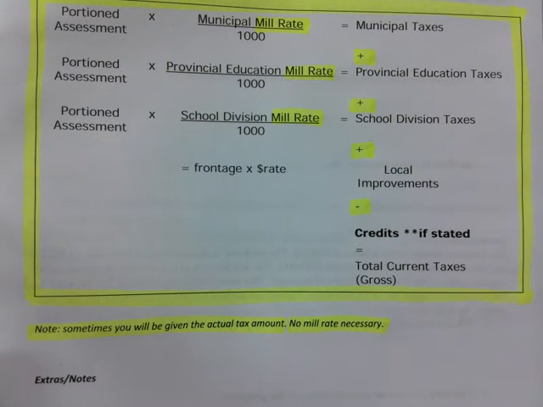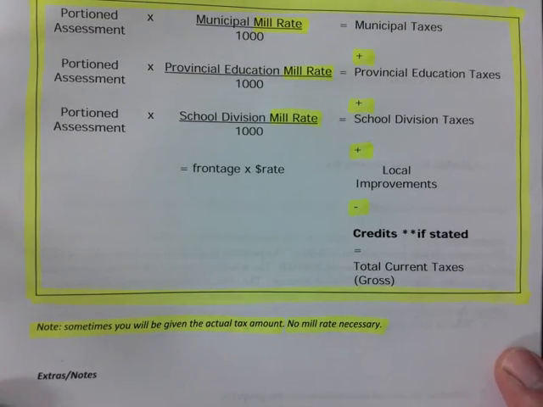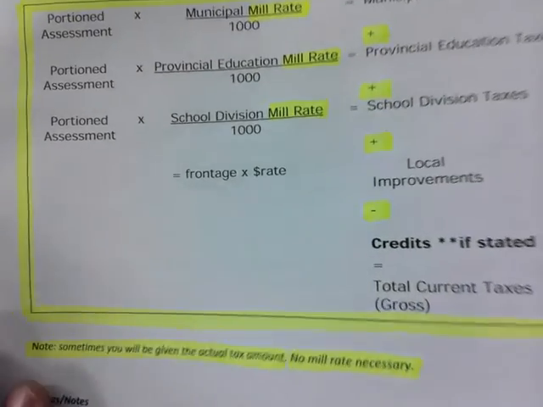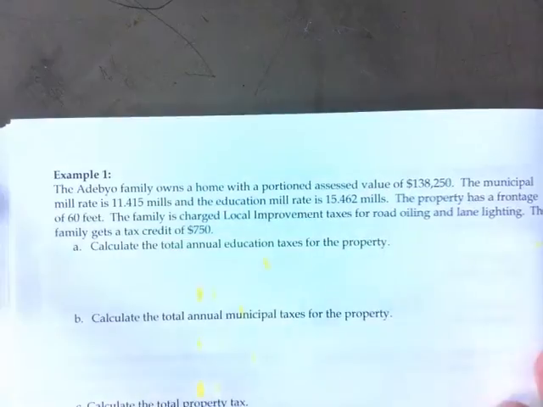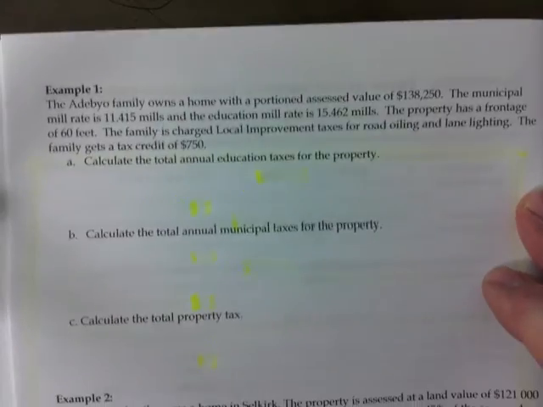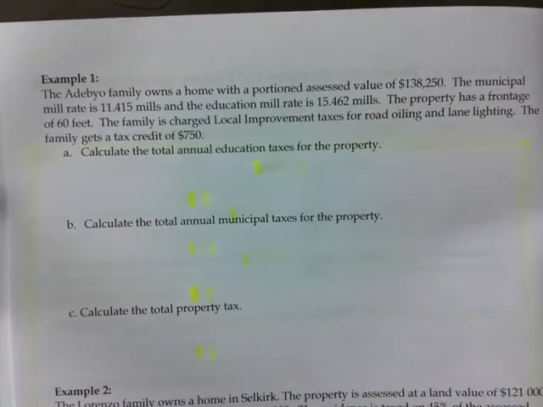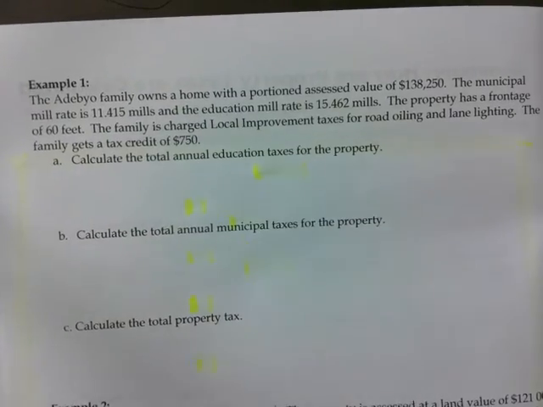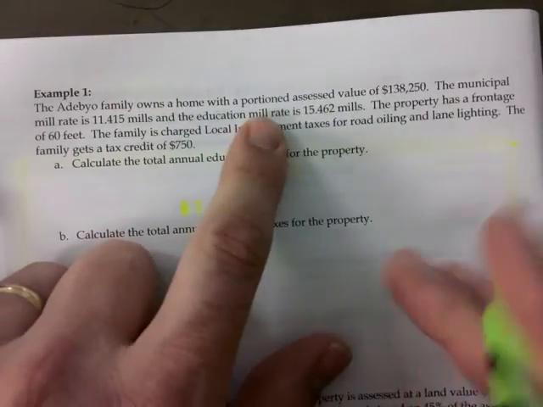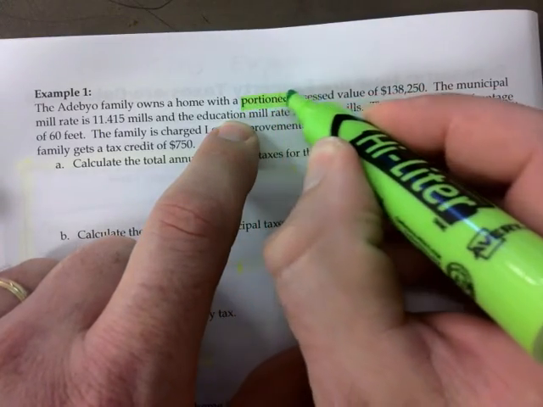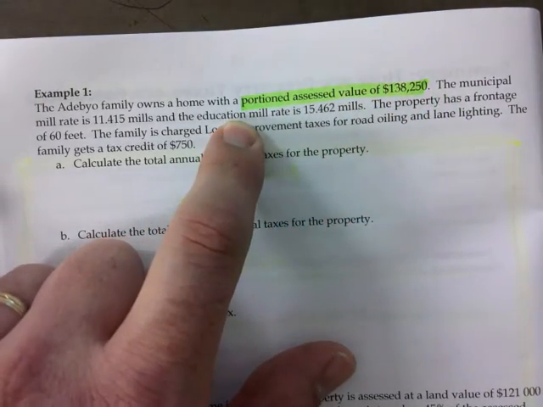And now the example. So now you need to wake up. So go to page 24, and we're gonna do some calculations there. Okay, so the Adebio family owns a home. I'm going to grab a different highlighter because I'm always using that one. It says a portioned assessed value of 138,250.